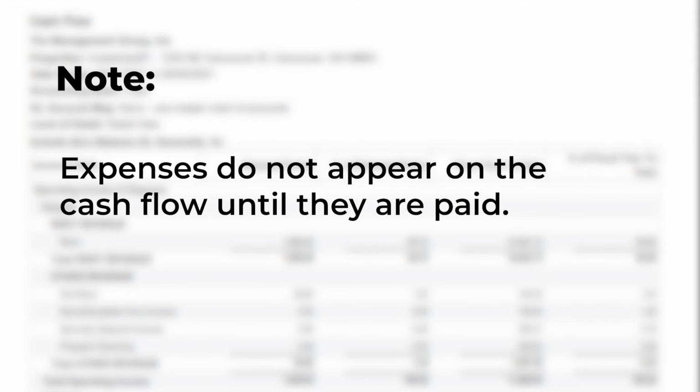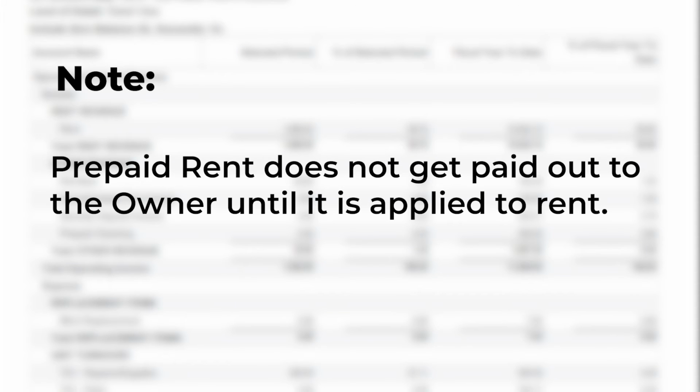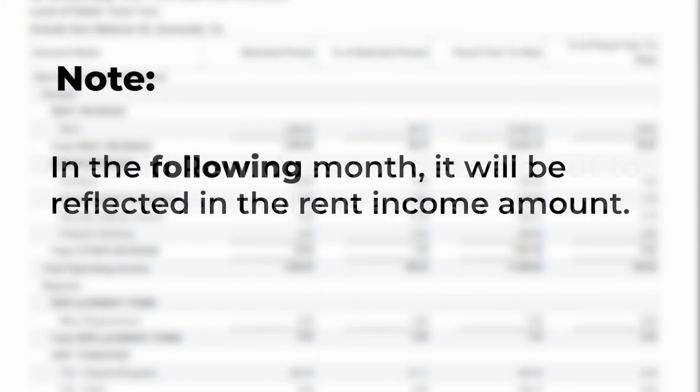Expenses do not appear on the cash flow until they are paid. Pet rent shows $25 collected. In the third column, you can see that $144 has been collected for pet rent in the fiscal year to date. Prepaid rent does not get paid out to the owner until it is applied to rent. In the following month, it will be reflected in the rent income amount.